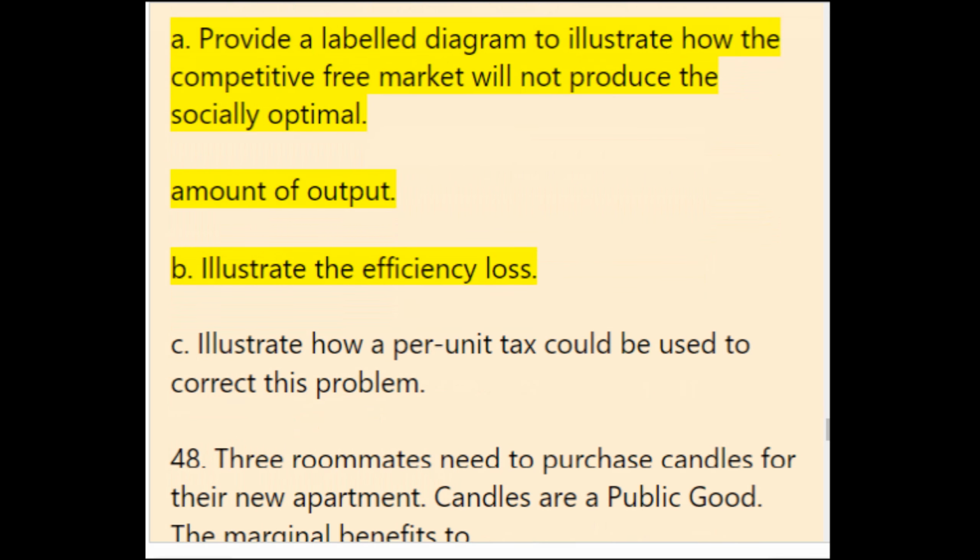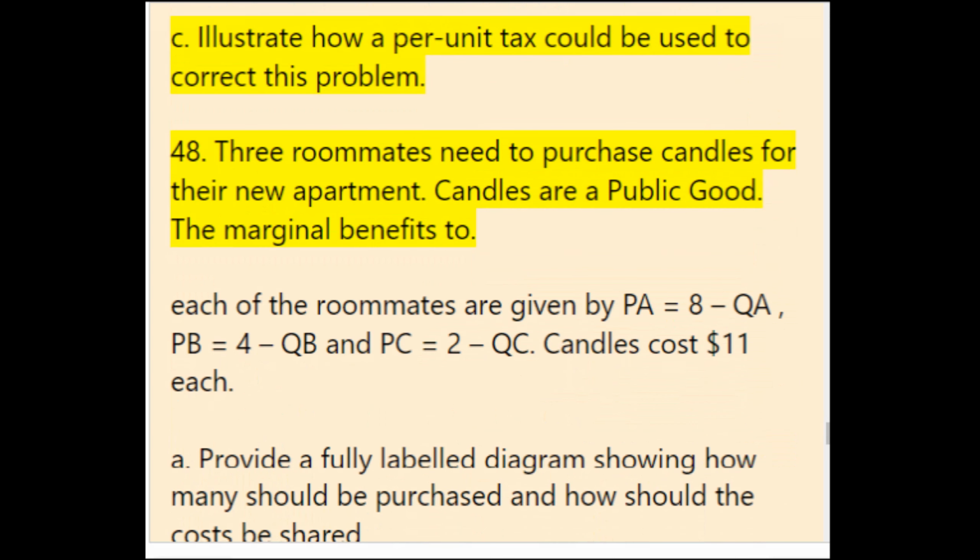A. Provide a labeled diagram to illustrate how the competitive free market will not produce the socially optimal amount of output. B. Illustrate the efficiency loss. C. Illustrate how a per unit tax could be used to correct this problem.